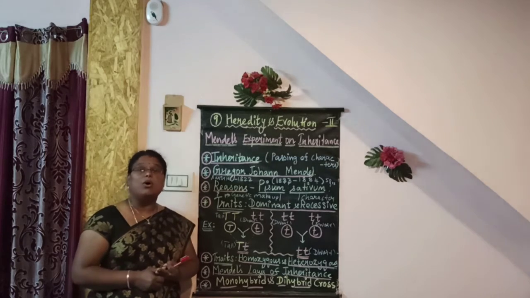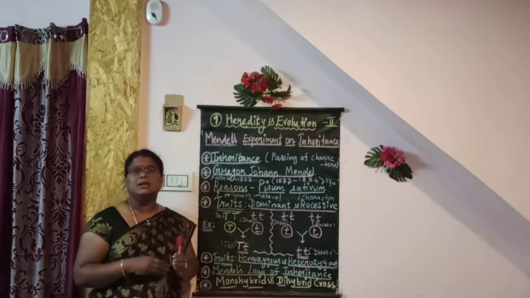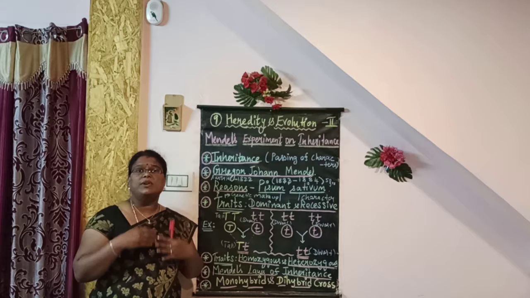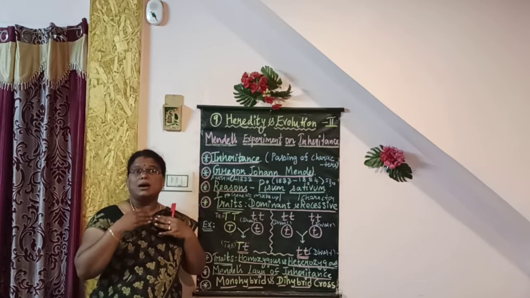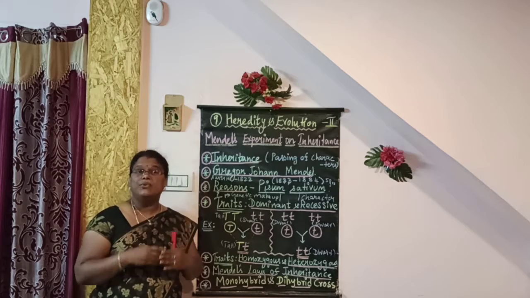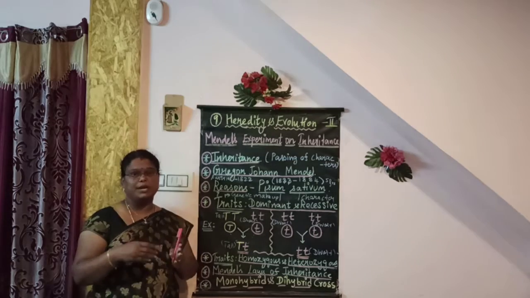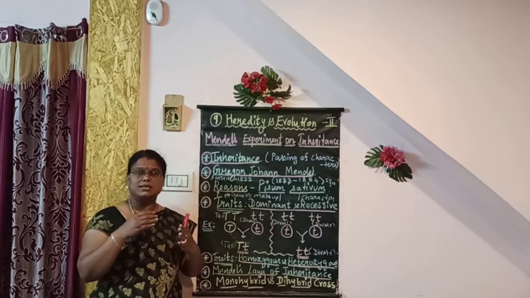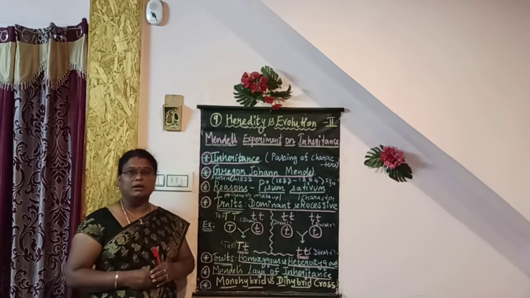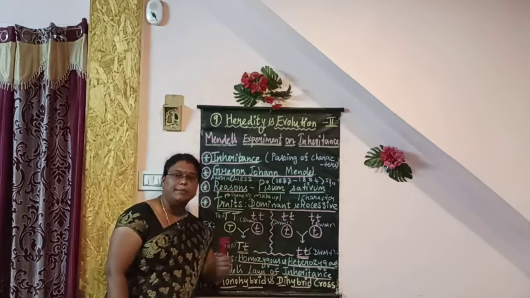The third one is the law of independent assortment. Assortment means separation. The genes will be separated or assorted independently. So one gene will not have influence over others. So this is called independent assortment. Independent assortment we can see in dihybrid cross in other coming parts. Last one is monohybrid and dihybrid cross.